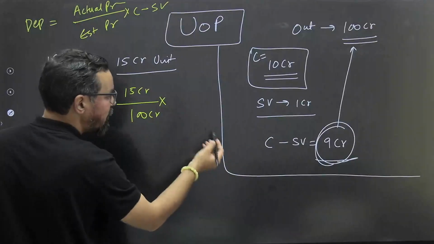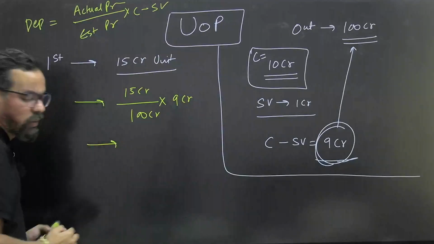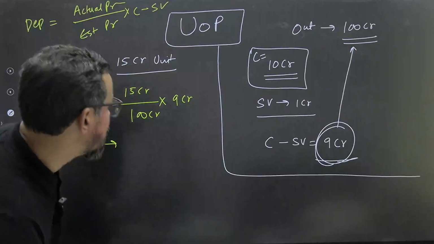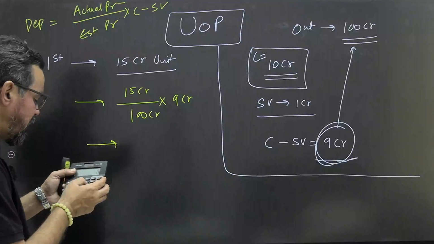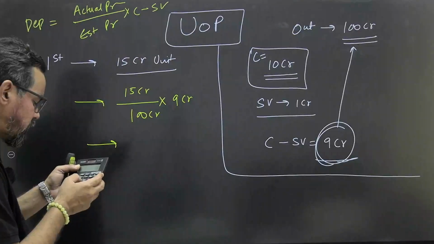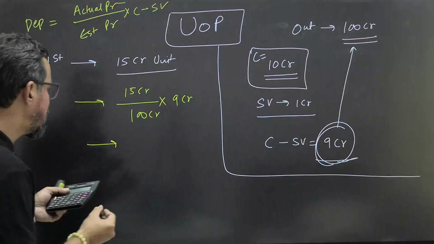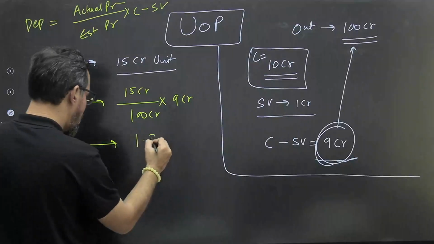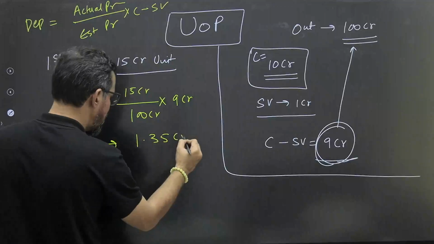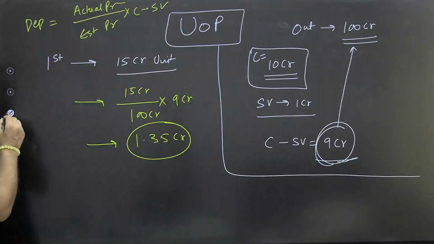Cost minus salvage value is how much? 9 crores. So if you solve this particular equation, what will be your correct answer? 15 divided by 100 into 9. So it is 1.35 crores. So your depreciation for first year will be 1.35 crores. Okay? So this is the first situation.